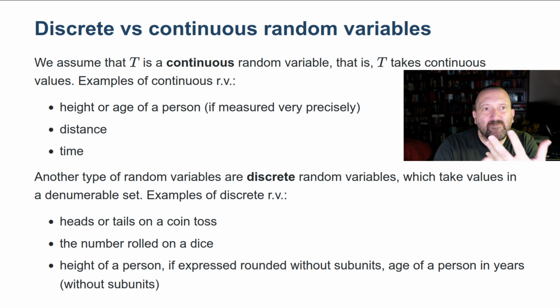Now, very briefly, random variables can be of several types, but the most common ones are discrete or continuous. In the problem that's of interest to us, we're going to assume that the random variable is continuous. That could be the height or the age of a person, if I'm able to measure it very precisely, or a distance, or a time. Of course there are also discrete random variables, but I'm not going to use them very much.